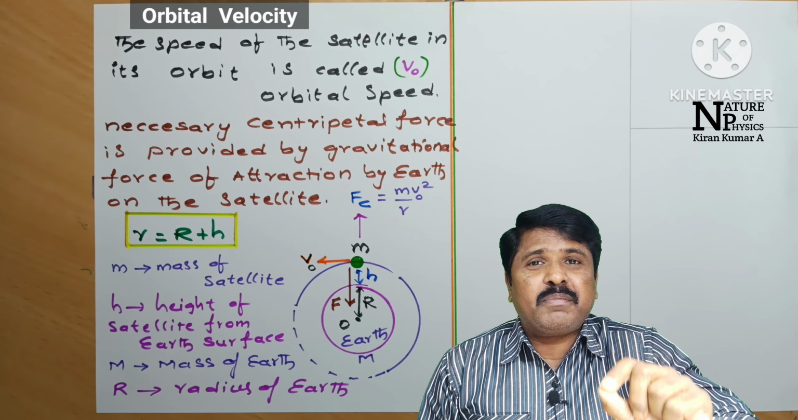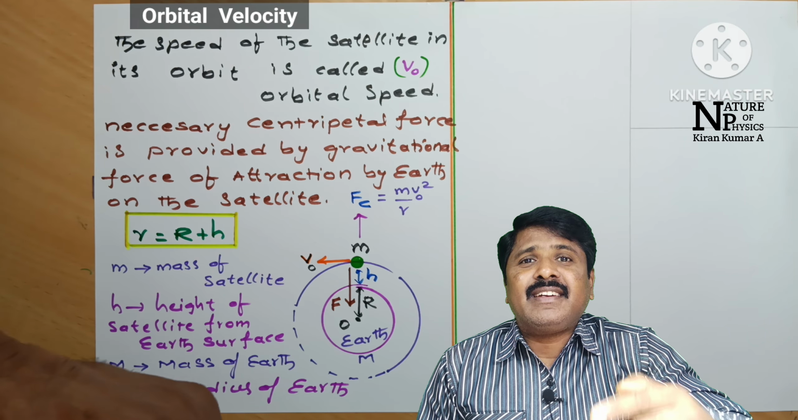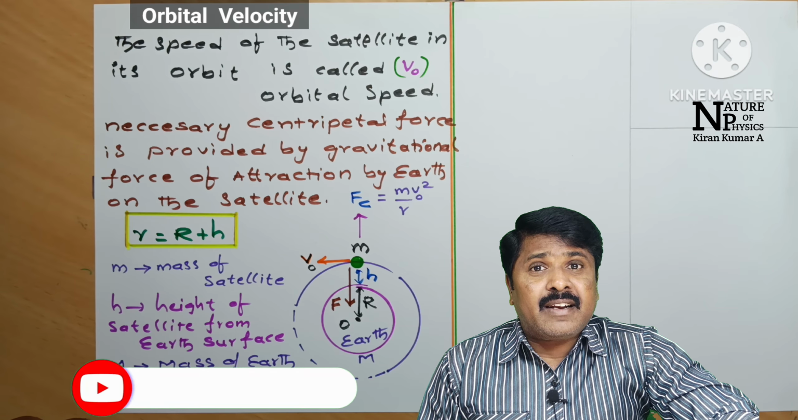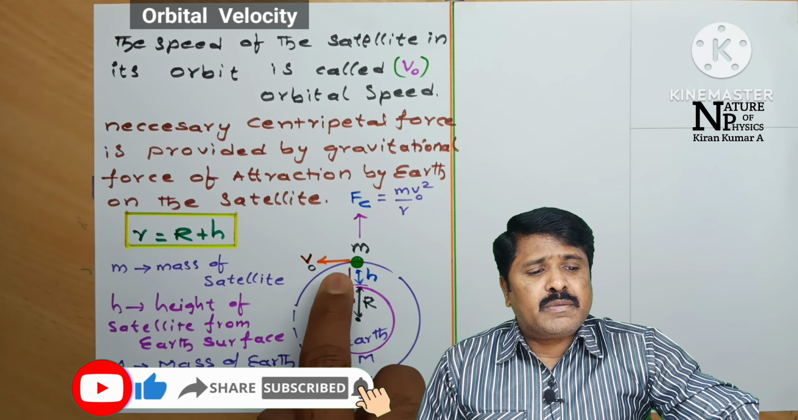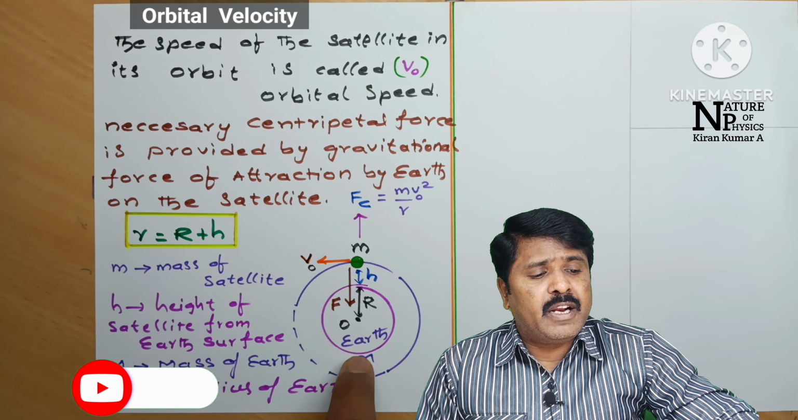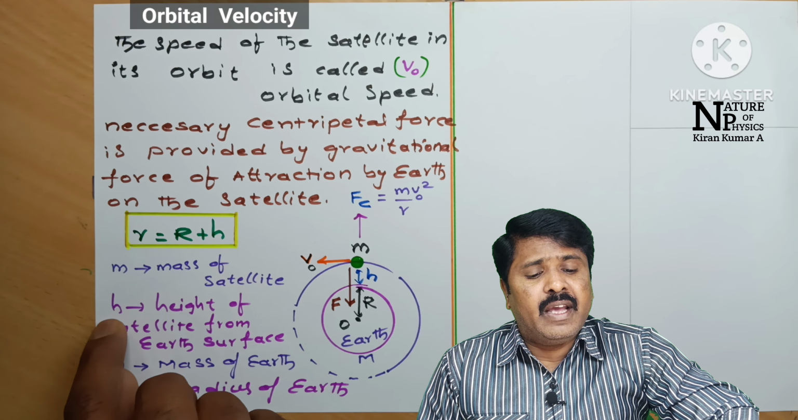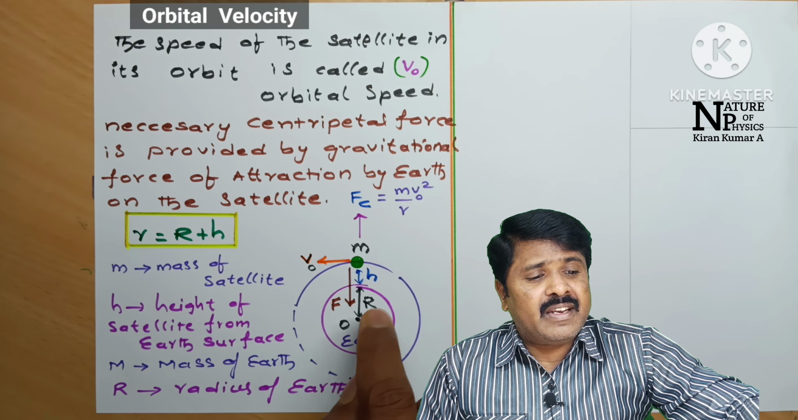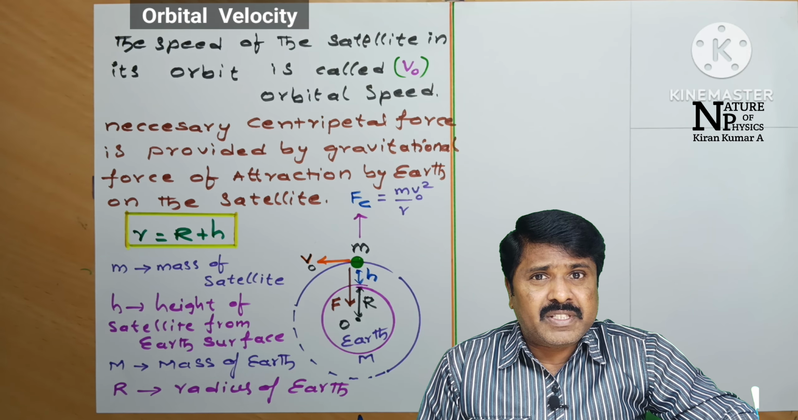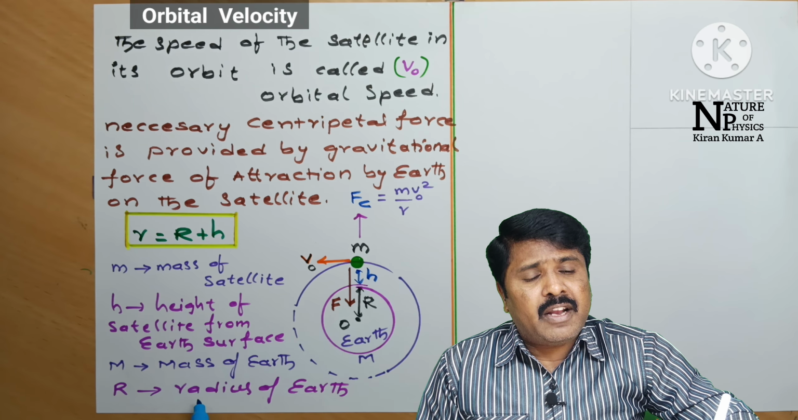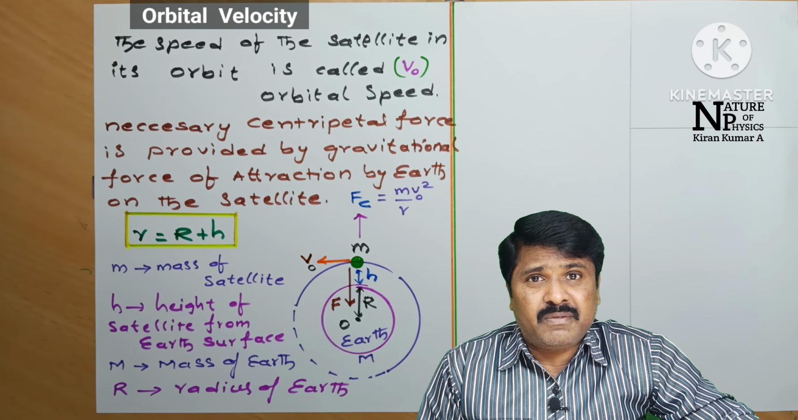Today's topic is orbital velocity, or orbital speed, of a satellite in its orbit. The satellite is revolving around the planet, which is taken as Earth. Small m represents the mass of the satellite, capital M represents the mass of the Earth, and the height of the satellite from the surface of the Earth is small h. Capital R represents the radius of the Earth, from the center to the surface.